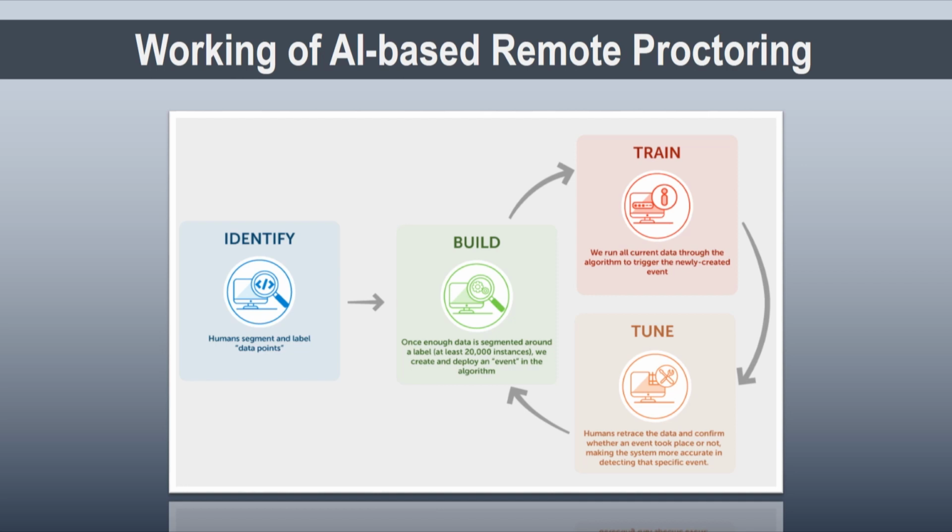The human retraces the data and confirms whether the event took place or not, making the system more accurate in detecting that specific event. So this architecture of identify, build, train and tune is an AI based remote proctoring architecture people are working on to effectively implement in their software modules, and sooner it will become a reality. In many western countries this is already in practice, and within a few days or few months we will also see such AI based remote proctoring software available for everybody's use.